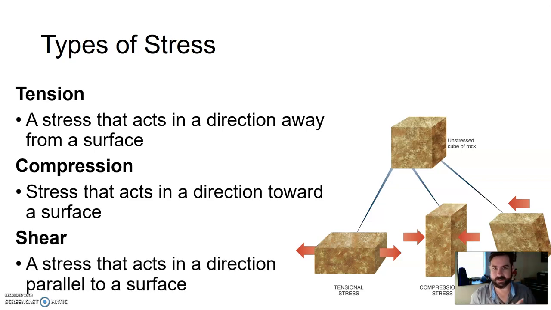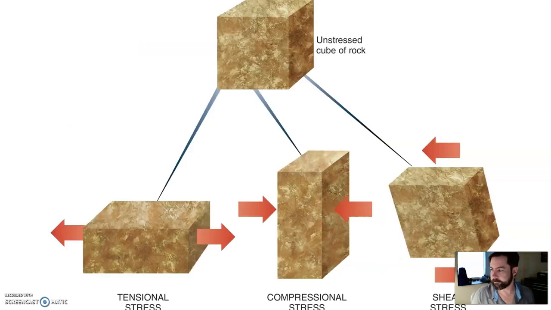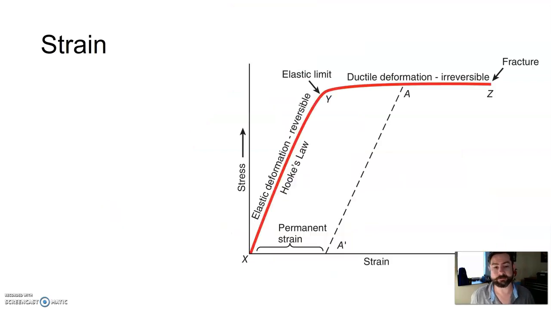This acts in opposite directions, as they all do, but in a side-by-side motion parallel to a surface. So moving in opposite directions parallel to a surface. All right, here's a little bit better image of it. So depending on the direction of stress, we can see that manifest itself differently in these different types of faults and folds. So stress causes strain.